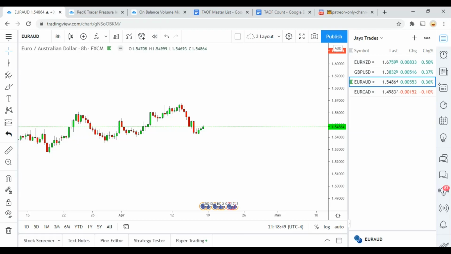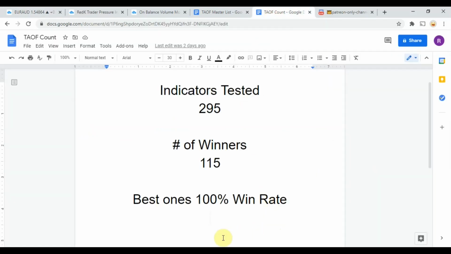Alright, as I said, today we will be taking a look at growing a small Forex account. Before we do though, I wanted to put the indicator scoreboard up for everyone to see. So to date, we have tested 295 indicators, and out of those 295 indicators, 115 of them have been winners, which means that they have met or exceeded the 60% win-loss ratio threshold that we have set for them. The best ones so far were able to achieve a 100% win rate.